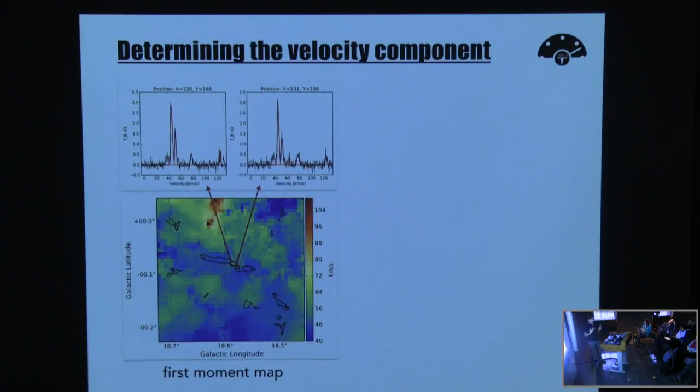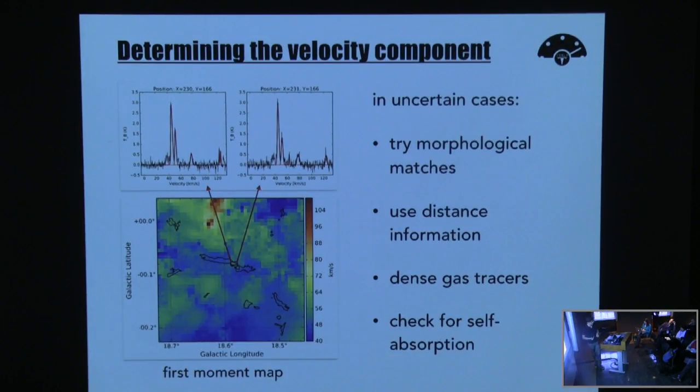And this is work I'm currently working on, to really find a pipeline to deal with those ambiguous cases. We will try to implement morphological matches, use distance information, and also information that's out there on dense gas tracers to help us deal with that.